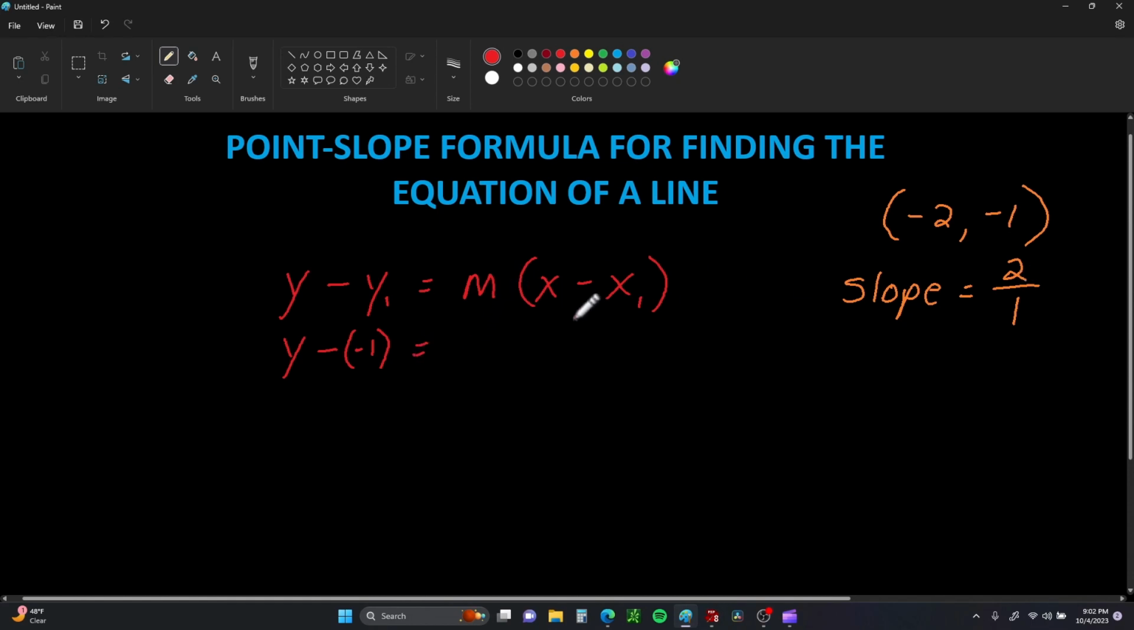And then the slope is 2, so 2 over 1. I'm just going to put a 2 here. And then we have x minus, and then x1, I'm going to put that in parentheses over here. x1 is minus 2.